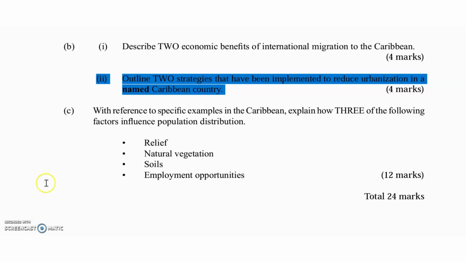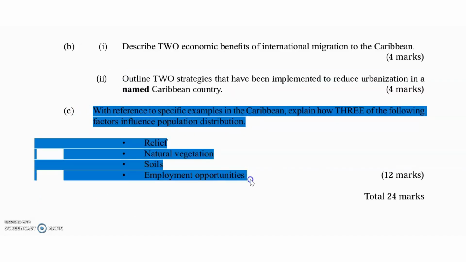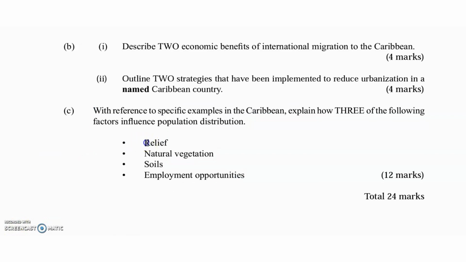Part C, with reference to specific examples in the Caribbean, explain how three of the following factors may influence population distribution. Now, let us begin with relief. When we are talking about relief, we are also referring to the topography or the slope angle and the elevation of the land masses. For this particular concept, I would like to focus on St. Kitts and Nevis.